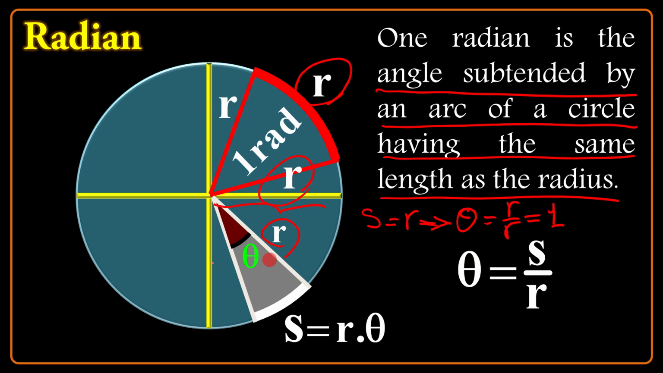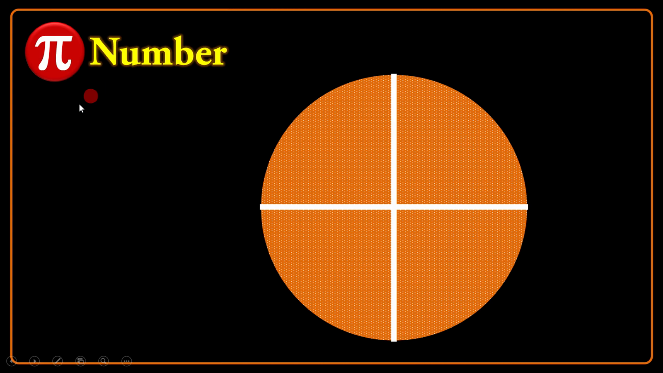Moreover, the size of the circle is not important at all. If you enlarge the circle, the arc length and the radius will be magnified simultaneously according to the same pattern. So the ratio will remain the same. The size of the circle is not important at all to define 1 radian or the value of an angle in radians.